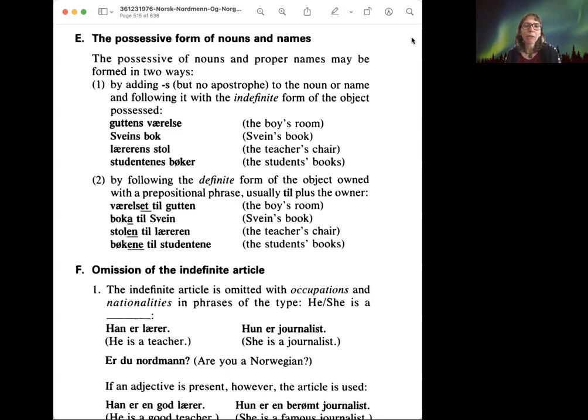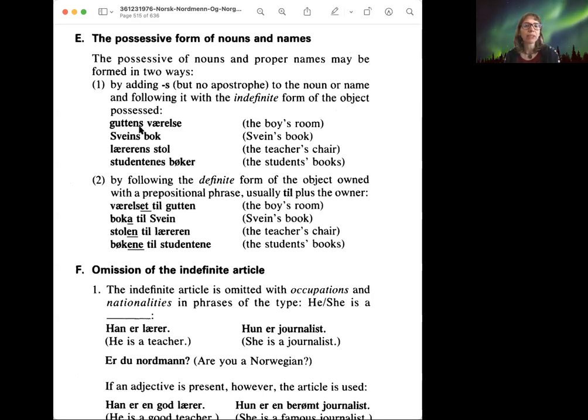So today I'm going to talk a little bit about the possessive form of nouns and names. You can form the possessive of nouns and proper names in two different ways in Norwegian. The first one, as you can see here, is by adding an S, but we use no apostrophe when we do that.